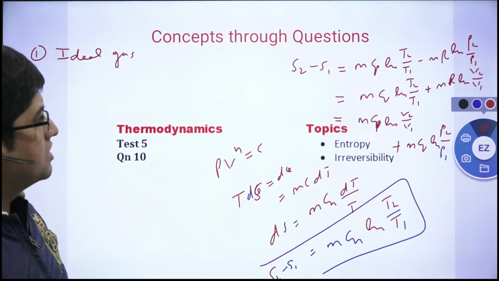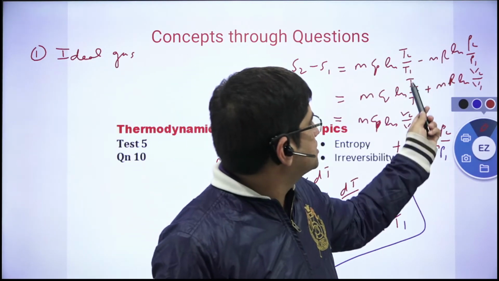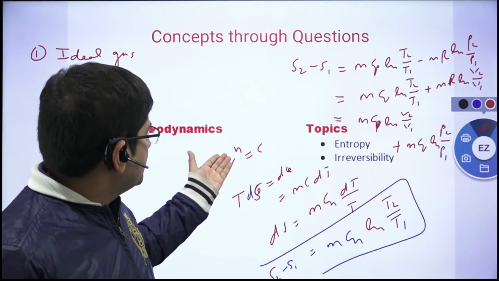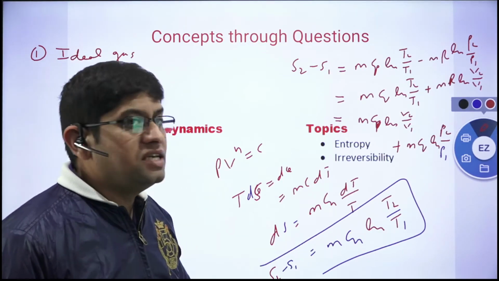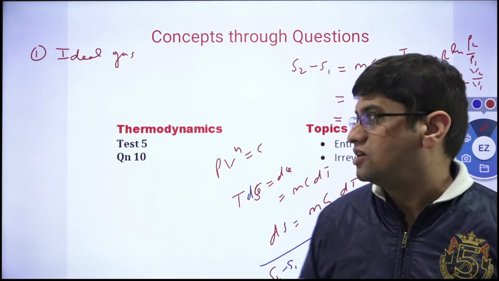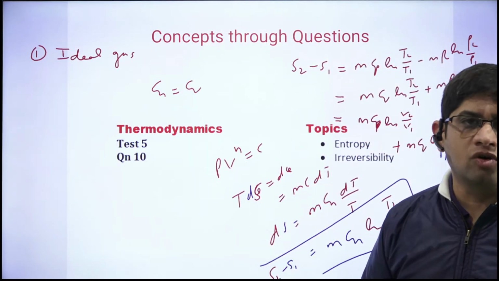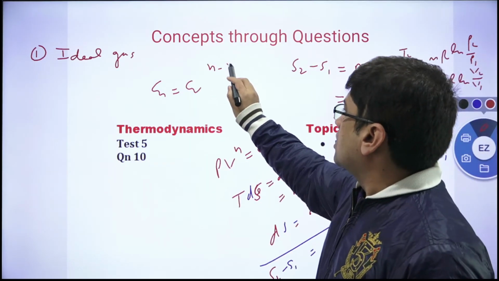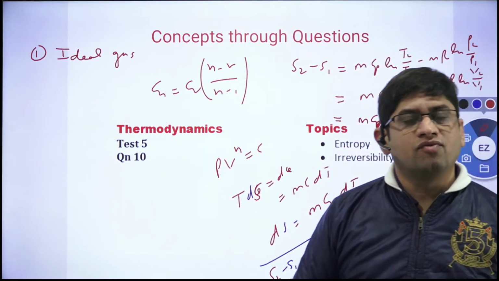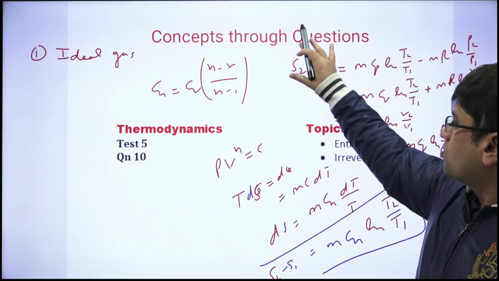So for ideal gases, there can be different kinds of formulas between temperature and pressure, temperature and volume, volume and pressure. And another formula, if polytropic index n is given, use Cn, and Cn can be calculated if we know the value of Cv. Cn is equal to Cv, that is specific heat at constant volume, times n minus gamma over n minus 1. So you can use this particular formula also for ideal gases.